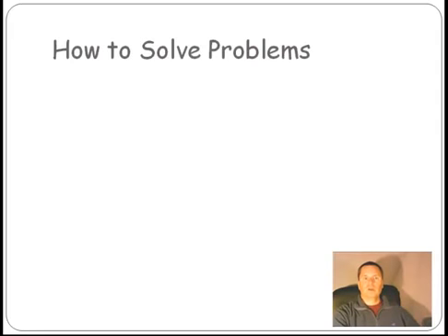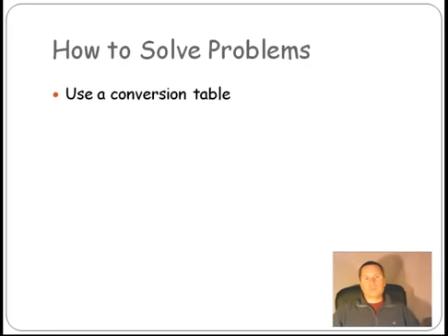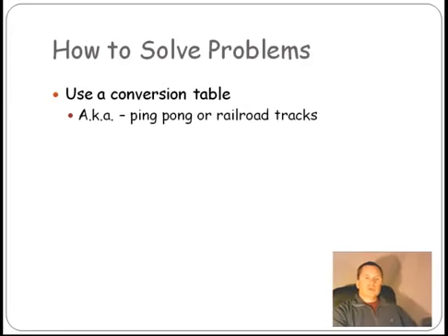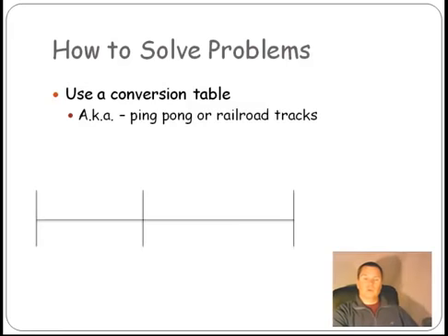All right, you got those written down. Now let's talk about how we solve problems doing this. The first step is we have to use a conversion table, also known as a ping pong table, or some people also will call it railroad tracks, depending on where you learn it. So if you're looking on the net, you may hear railroad tracks. It looks something like this. And as I said, our first step is always start with our known.